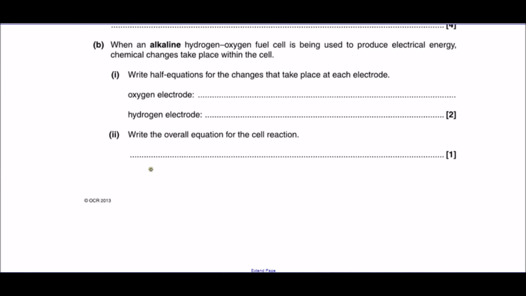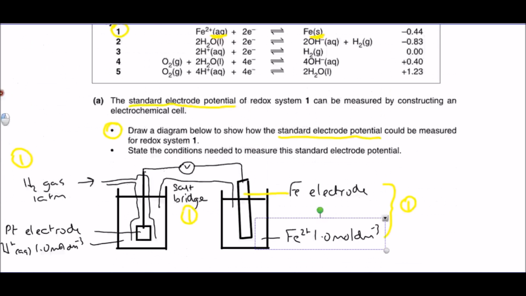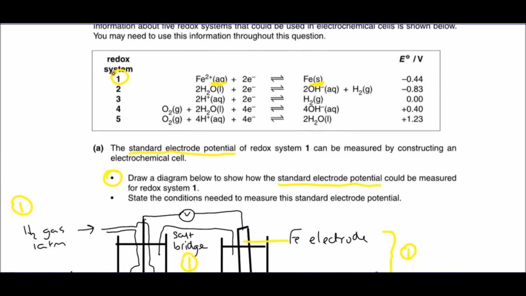Carrying on down then. It says when an alkaline hydrogen-oxygen fuel cell is being used to produce electrical energy, chemical changes take place within the cell. Write half equations. Now you might be tempted to start trying to make these yourself and worrying about balancing them, but all you need to do is go up to this table at the top. So we're looking for what's happening at the oxygen electrode. Well, these are the two equations with oxygen in, and the question says you're looking for it in alkaline conditions, so there is the OH minus.